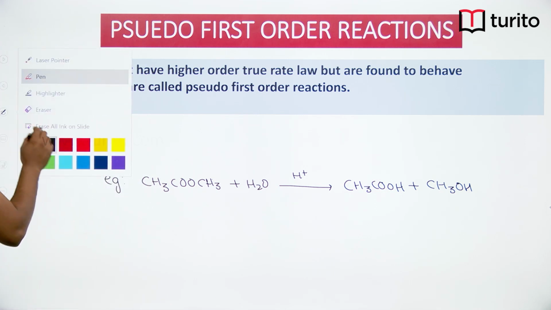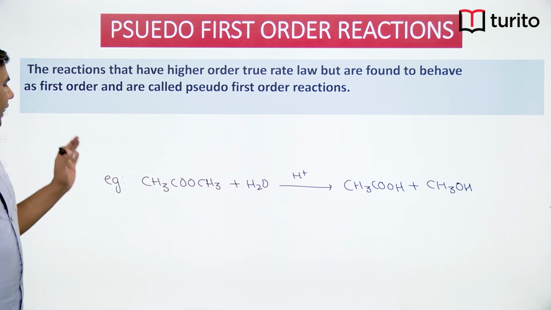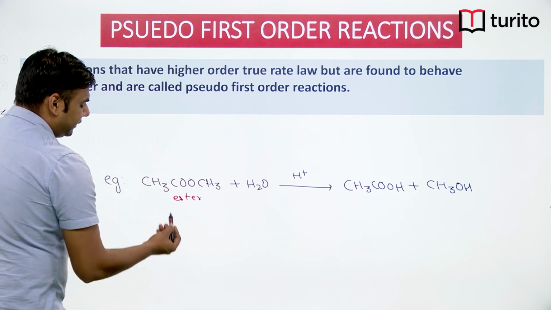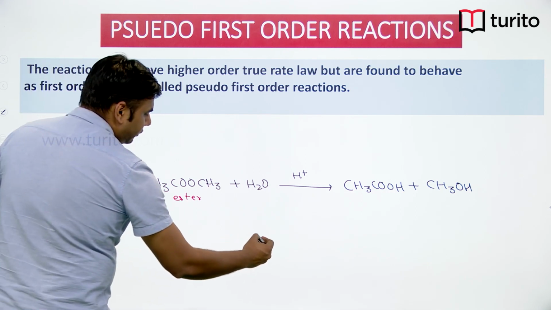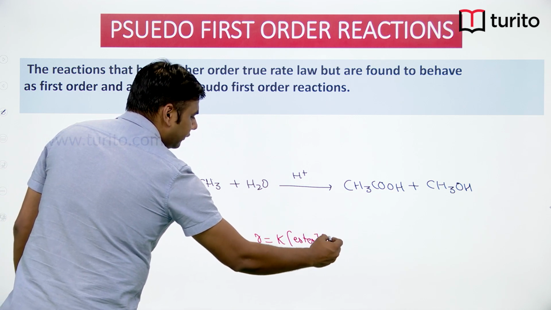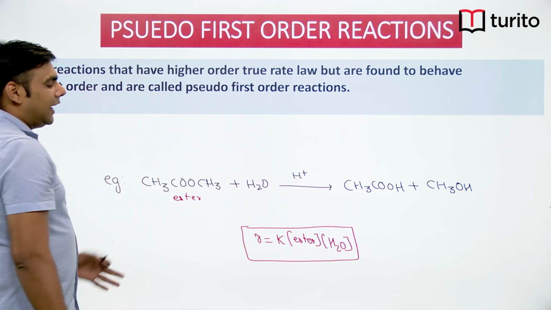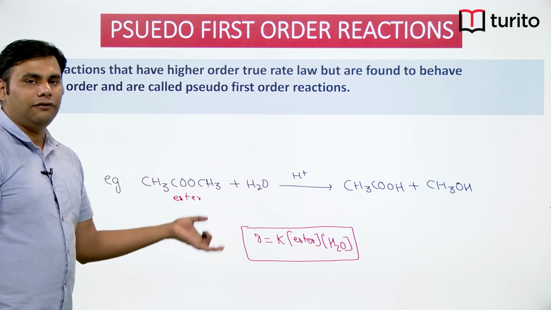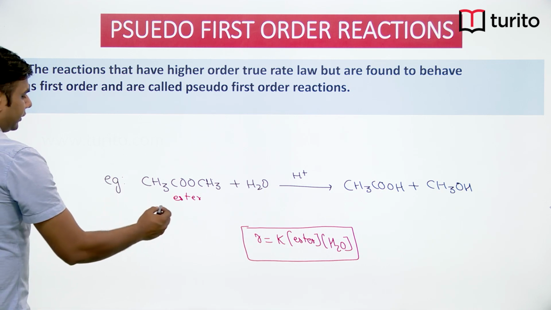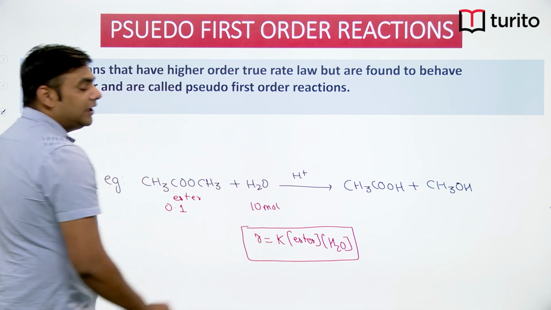If you look at this reaction, there are two reactants involved, the ester and the water. So I can write the rate as K into concentration of ester into concentration of water. Now if we are carrying out the hydrolysis of ester in water, obviously water will behave as a solvent. Suppose we take 0.1 mole of ester and 10 moles of water, obviously water will be in excess amount.